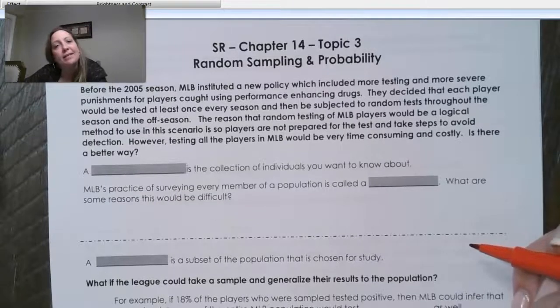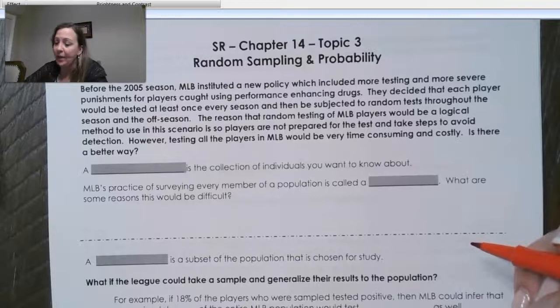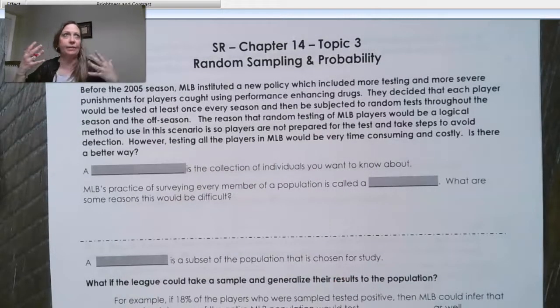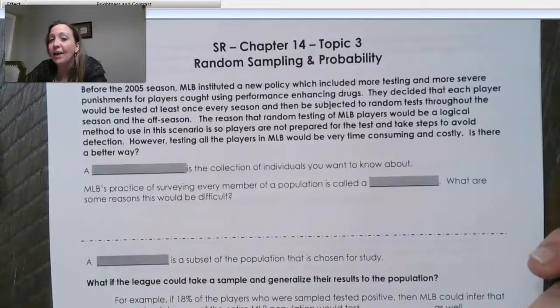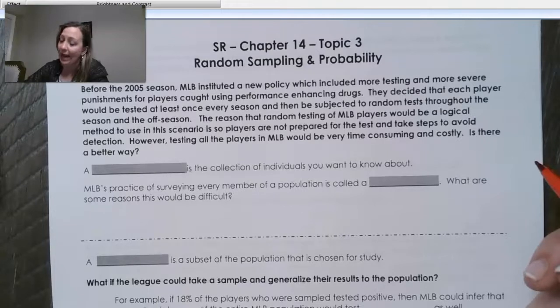The reason that random testing of MLB players would be a logical method to use in this scenario is so players aren't prepared for the test, and then they can't take steps to avoid detection. But testing all players in Major League Baseball would be very time consuming and costly. Is there a better way?